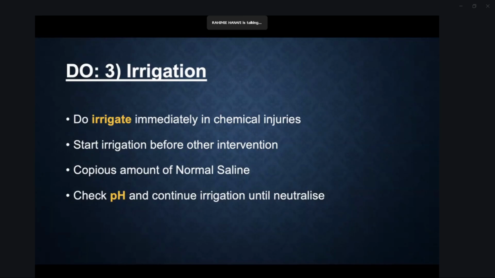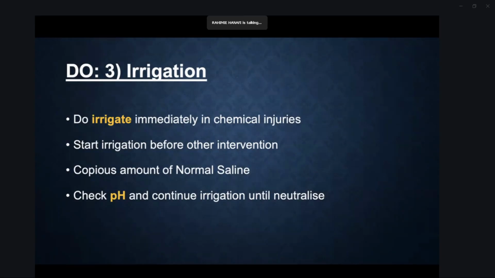It is at least 2 liters, over 20 to 30 minutes. And of course, you have litmus paper. Please check the pH. You have to continue the irrigation even though you have already finished the 2 liters, if the pH is still, for example, acidic or alkaline. You have to keep on doing the irrigation until the pH normalizes. This is very important.